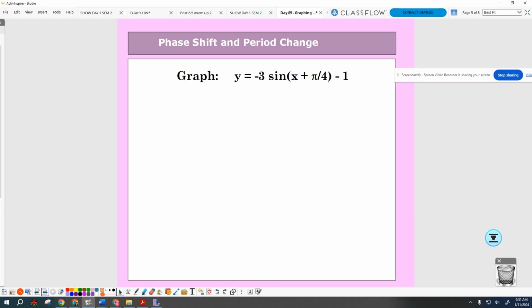All right. So let's see, do I have this one here? I do not. All right, so write the equation down on your paper. Y equals negative 3 sine of x plus pi over 4, minus 1.